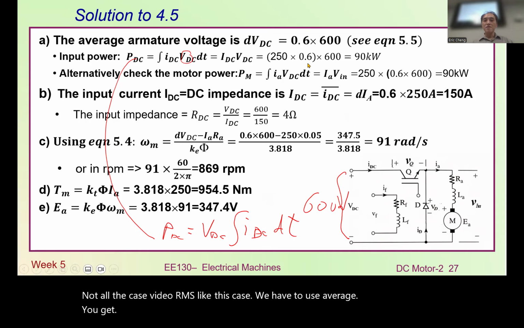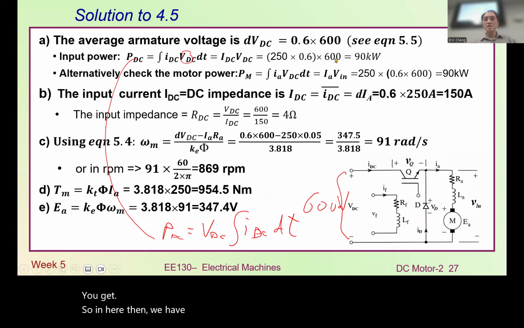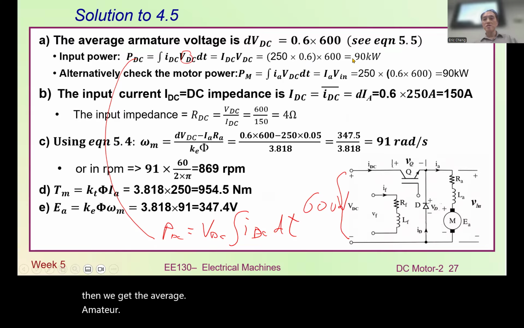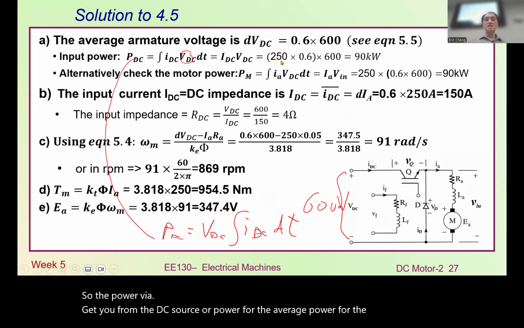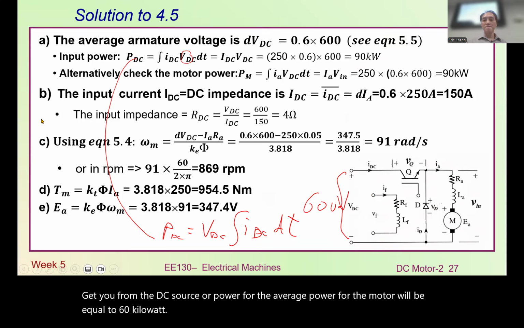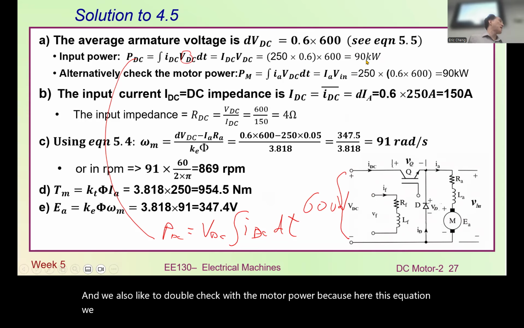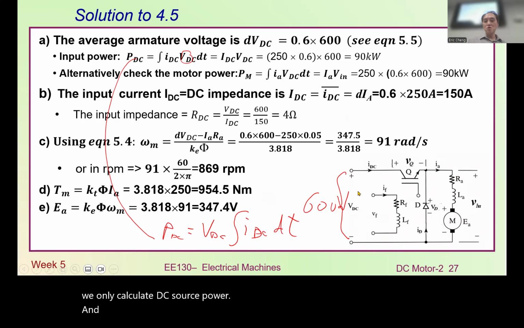So here we have 600 volt constant DC, then the current multiplied by 0.6 gives the average armature current here, and the power will be 60 kilowatt. So the power we get from the DC source, or the average power for the motor, will be equal to 60 kilowatt. And we also like to double check with the motor power, because this equation only calculates the DC source power. So this DC source power should equal the whole motor power too.